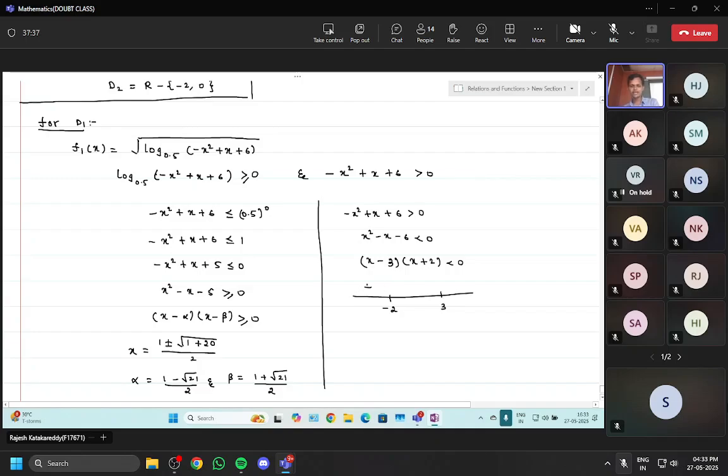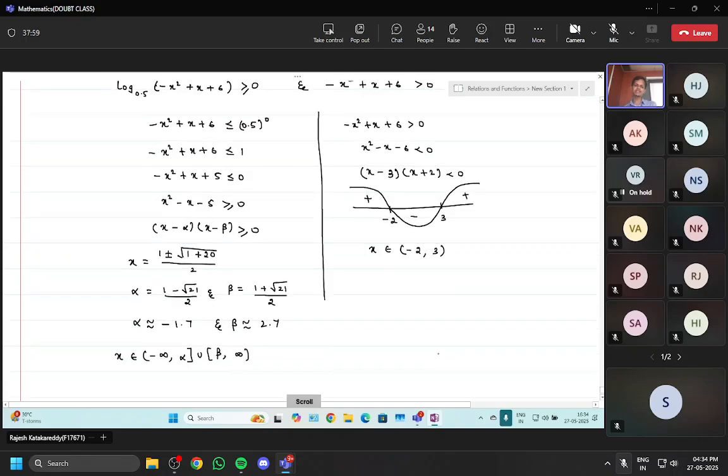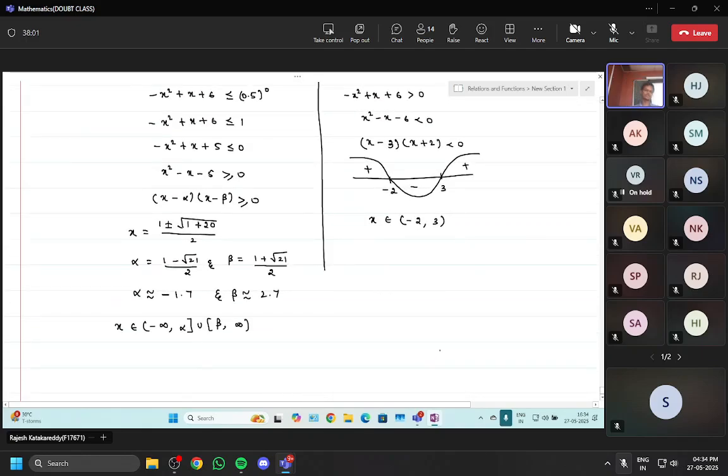If you take less than, you will get positive, negative, and positive. This is valid if it is an upward parabola, or else you need to change the signs if it is a downward parabola. Right? So we can say here x belongs to minus 2 till 3. So now what we need to do is take intersection. For this only we actually approximated, right?